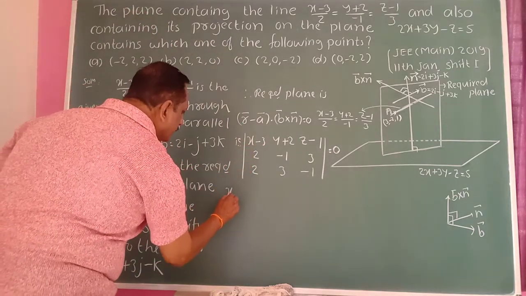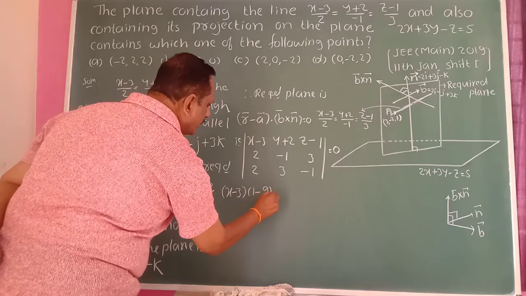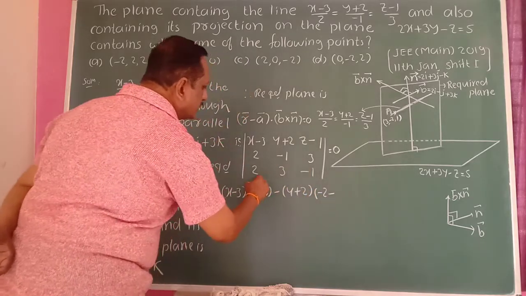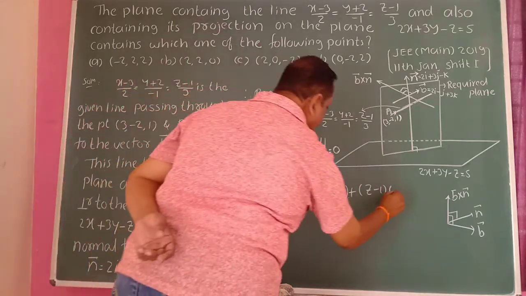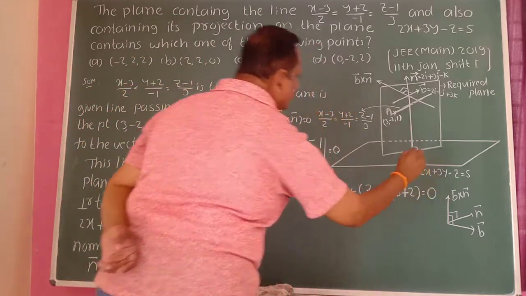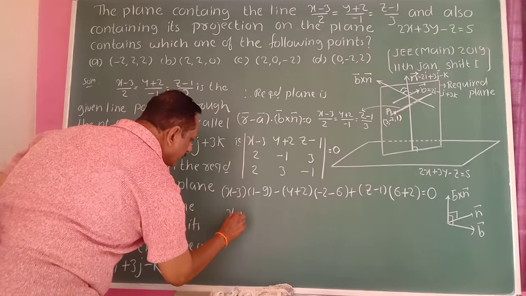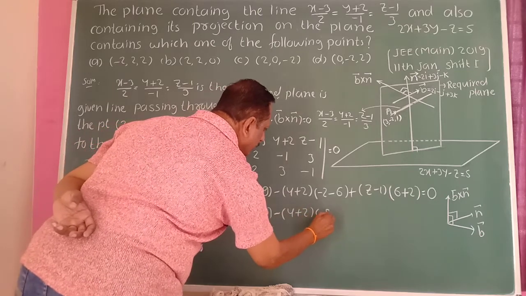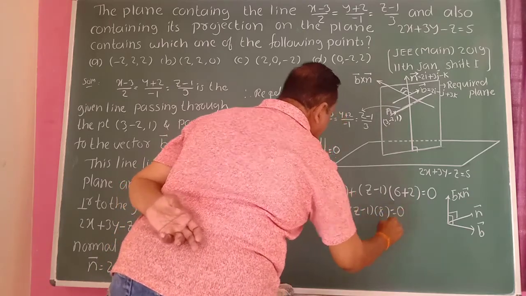Now simplify this. (x − 3)(1 − 9) is (x − 3)(−8). Then −(y + 2)(−2 − 6) is −(y + 2)(−8). Then (z − 1)(6 + 2) is (z − 1)(8), equal to 0.